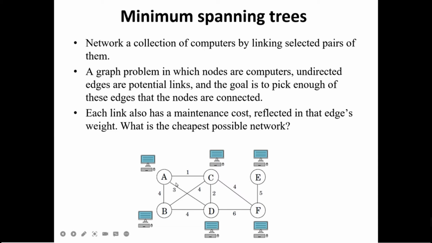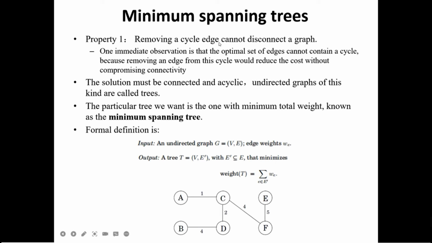For example, let's see this example. Here is a cycle, and if we remove one edge of this cycle, we cannot disconnect F from the whole graph, because if we delete this one, it will still connect F. If we delete this one, it will still connect. If we delete this one, it will still connect. So it means when there is a cycle, removing a cycle edge cannot disconnect a graph.